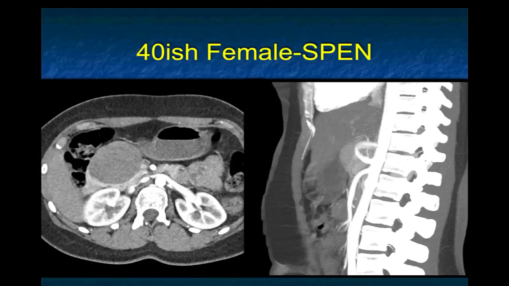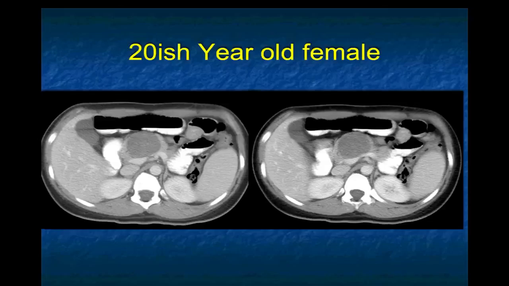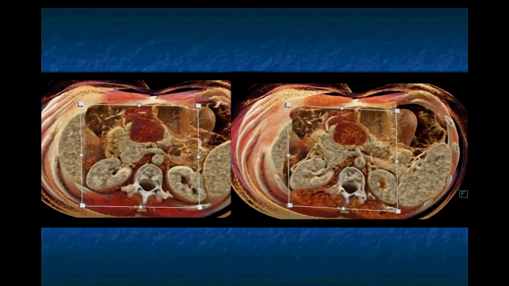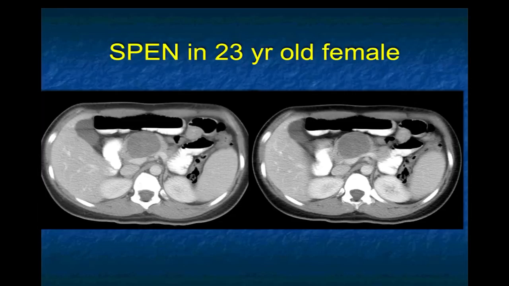Usually well defined, obstructs the duct. We talk about SPENs can be vascular, they can have calcification, they can be cystic, but they're often this homogeneous solid appearance. And so when I show you a 20-year-old female, you say, aha, could be a serous adenoma, could be a pseudocyst, but solid looking mass, 20-ish year old female, that's going to be a SPEN tumor, more classic.